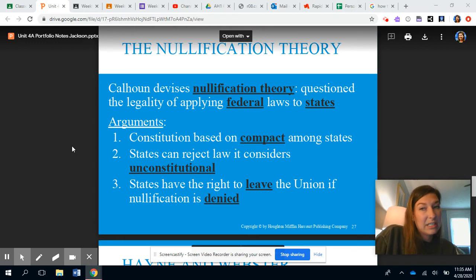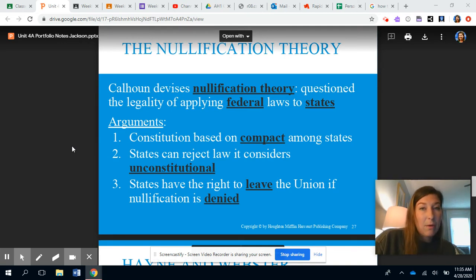And Calhoun is actually going to take it a step further, and this is why this theory is important to us, because we will see the ramifications of it when we talk about the Civil War. In part 3, he says that if states do not agree with the laws and they deem them unconstitutional and they don't want to follow that law anymore, they can nullify it. If nullification is not accepted, then the states have the right to leave the union.